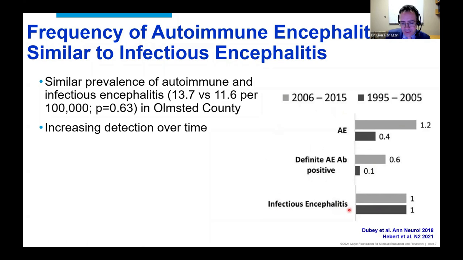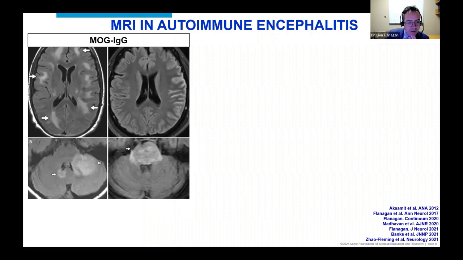While previously they may have been told they had an infection or they had an unknown cause for their encephalitis. So this has been really useful to be able to use these antibody markers to make the diagnosis in these patients.